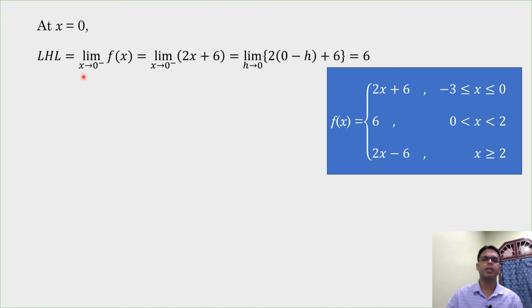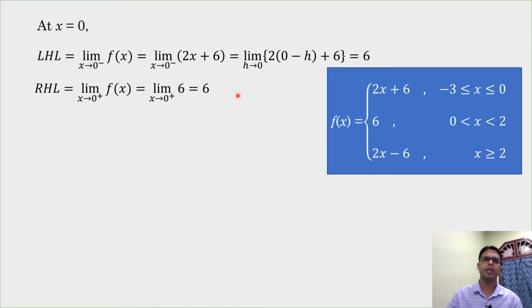So the left hand limit is x tends to 0 minus of f(x). 0 minus is less than 0, so f(x) is this one, you write this, and as h tends to 0, 2 into x is replaced by 0 minus h, then plus 6 is already there, and using h equal to 0, it is only 6. So the left hand limit is equal to 6 at the point x equal to 0. Then find the right hand limit. Right hand limit, x tends to 0 plus of f(x), and 0 plus is greater than 0, so f(x) is only 6, a constant function, so the limiting value is also equal to 6.